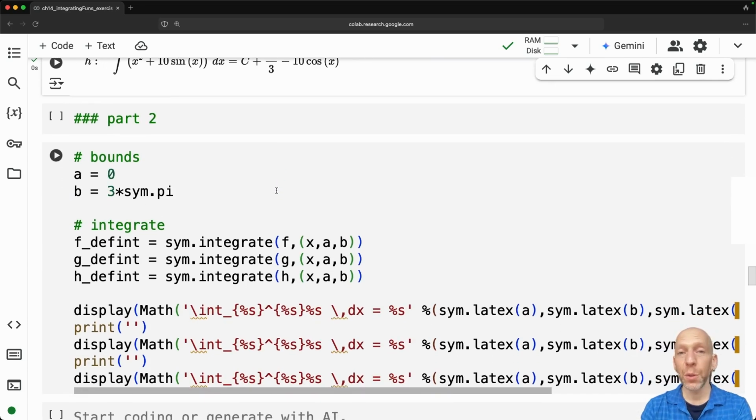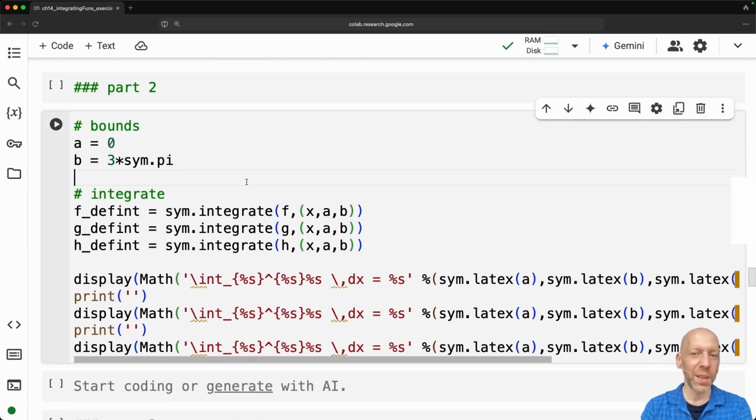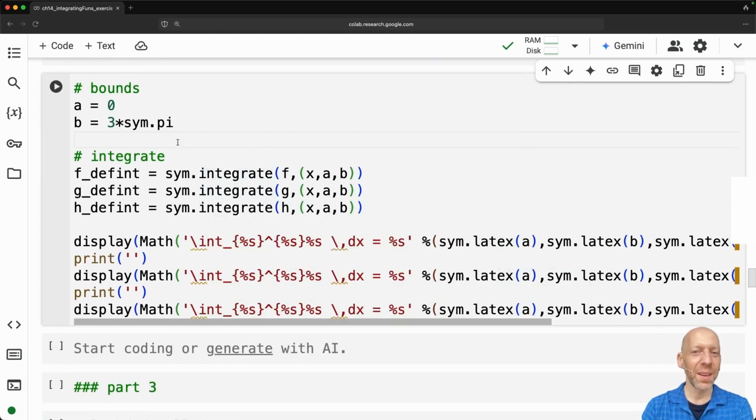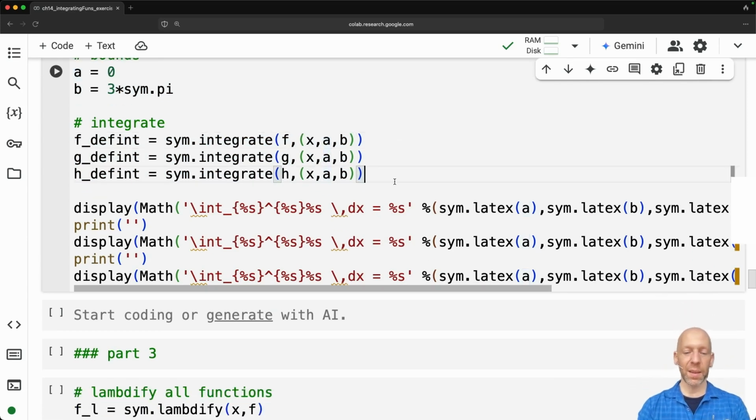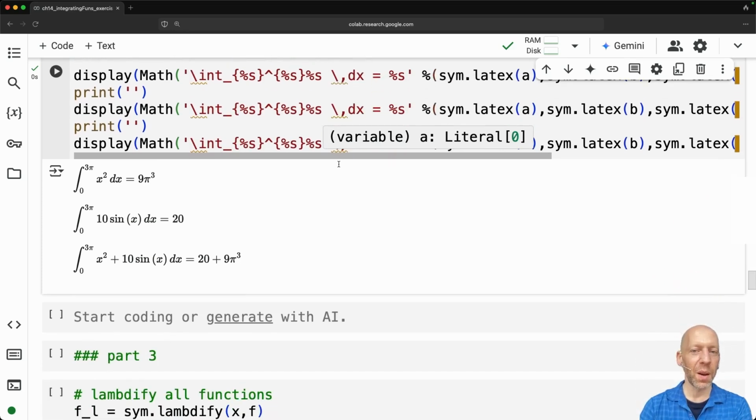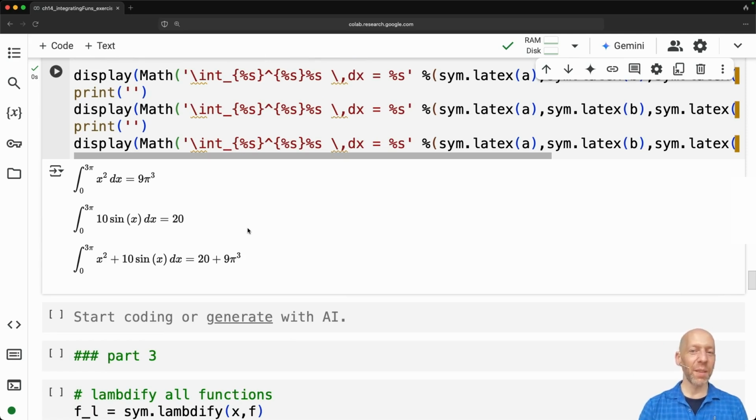Okay, so then part 2 is really, really similar. There's not a whole lot you need to redo here. So we have the bounds of integration. Here I'm integrating again using almost exactly the same code, but now I specify the bounds of integration. And not surprisingly, those results are what I showed in the book text. Again, the point here is to see that for definite integrals and indefinite integrals, the integral of a sum of terms equals the sum of the integrals of those terms.